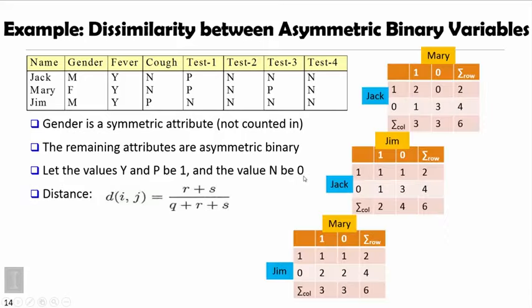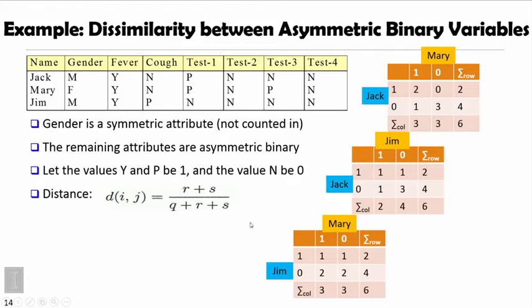In that case, we look at our distance measure for asymmetric attributes. We can work out these contingency tables. For example, for Jack and Mary, we see they are both the same positive case, like both have fever, and test 1 is positive. There are two such cases. They are both negative in cases like cough, test 2 and test 4. Actually, there are three cases where they are both negative, but there is one case where they are different. Similarly, we can work out a contingency table for Jack and Jim, and Jim and Mary.